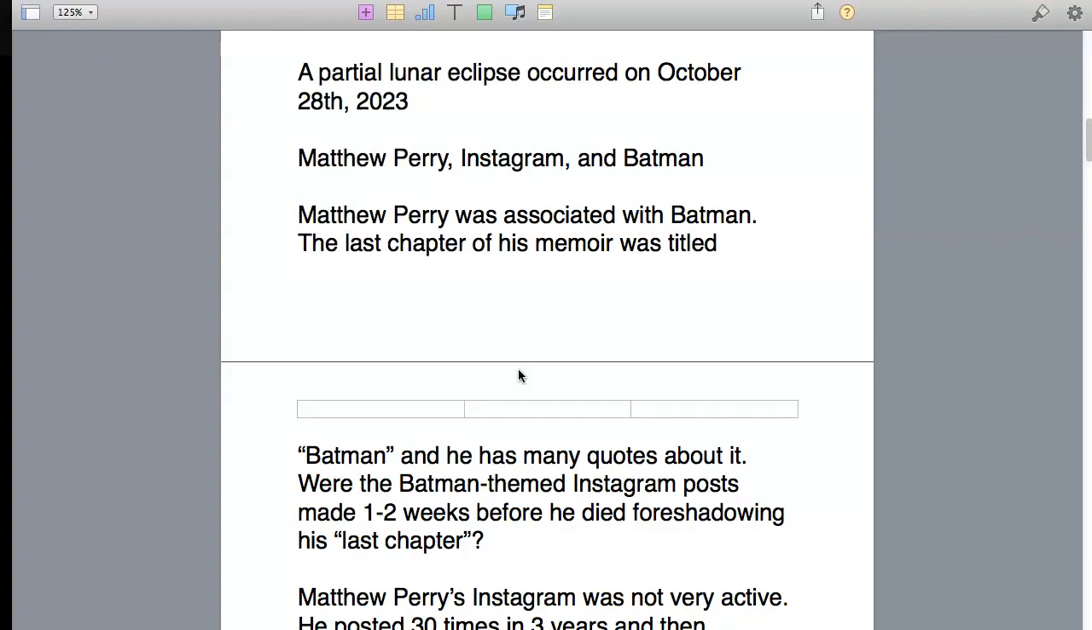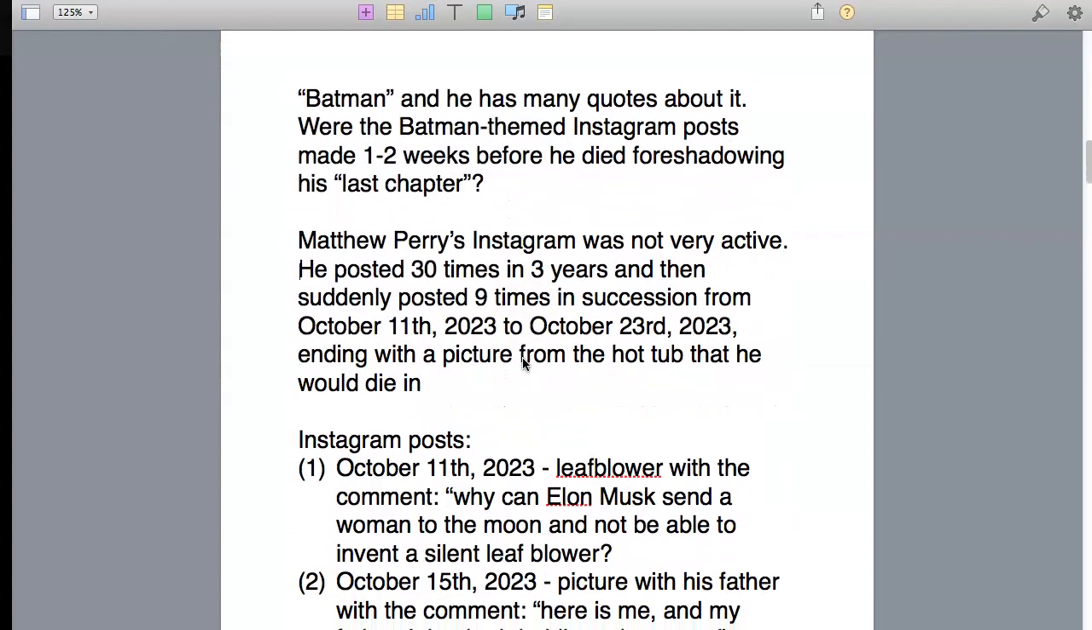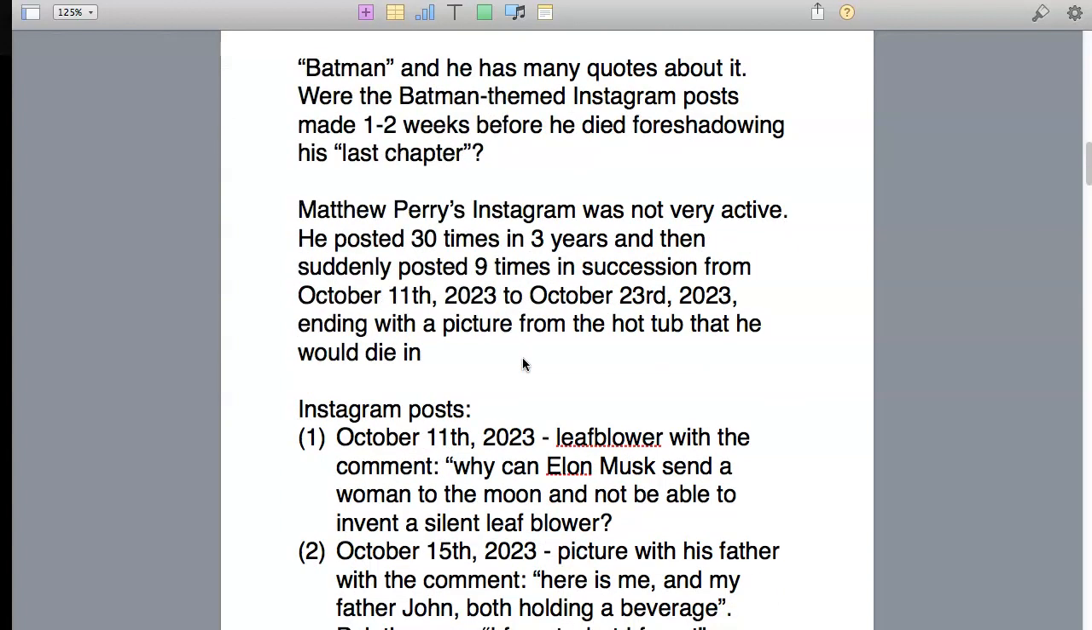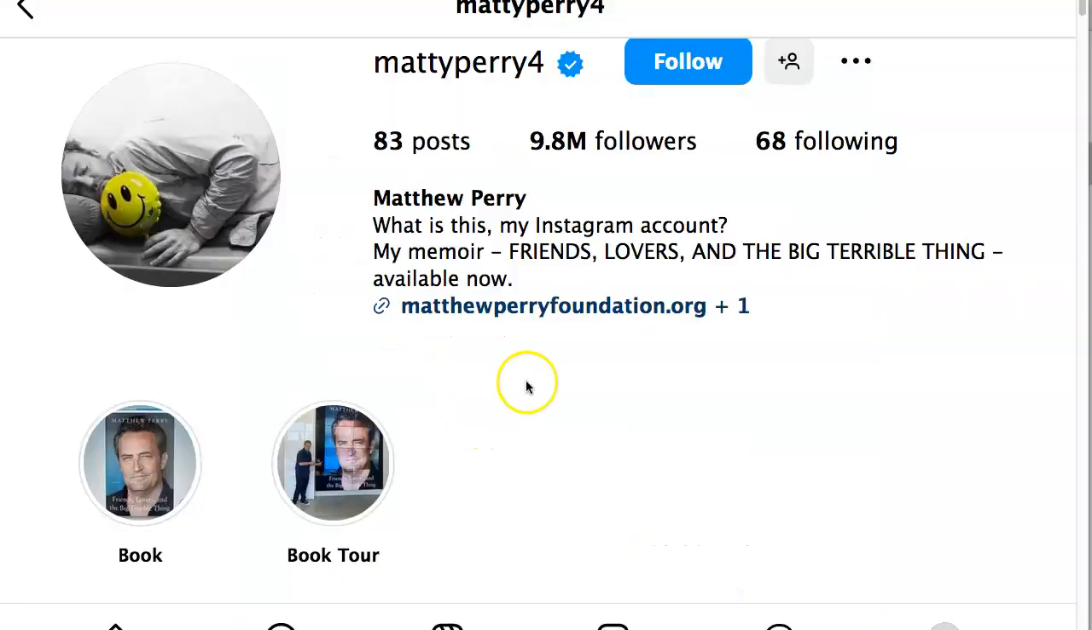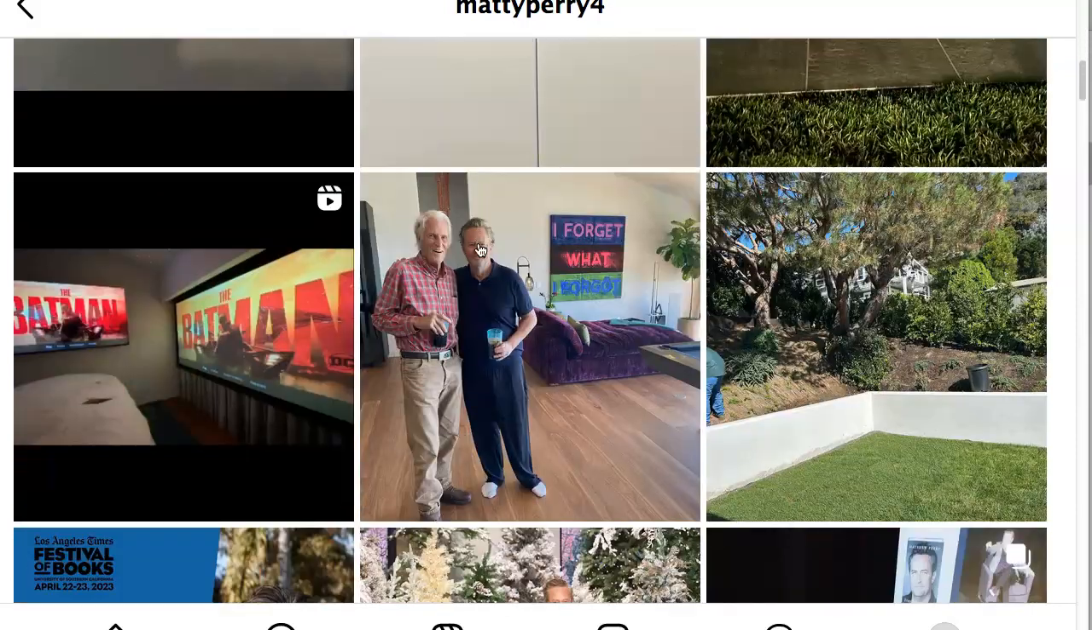So I ask the question here, were the Batman-themed Instagram posts made 1 to 2 weeks before he died foreshadowing his quote-unquote last chapter? And just for those of you who aren't familiar, I'm going to get into each one, but I'll show you, this is Matthew Perry's Instagram, and he changed his profile picture around the same time to this black and white sleeping picture, which you could construe as him not being alive anymore if you wanted to, but we won't say that's why he did it. Without any further evidence, it's just another coincidence that transpired around the time of his death.